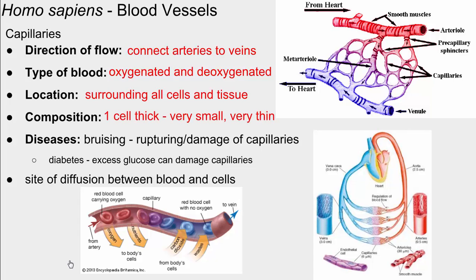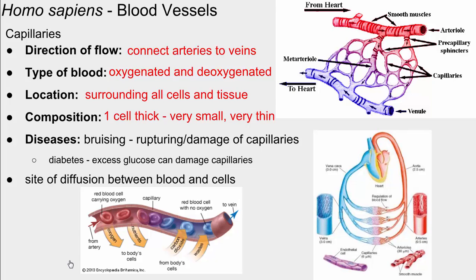They're very, very thin, very, very small. The wall of capillaries is only a single cell thick. They're so narrow that blood cells have to move through single file, one at a time. So you see here in this diagram, blood cells going through this capillary. And as they pass through the capillary, materials can diffuse back and forth.